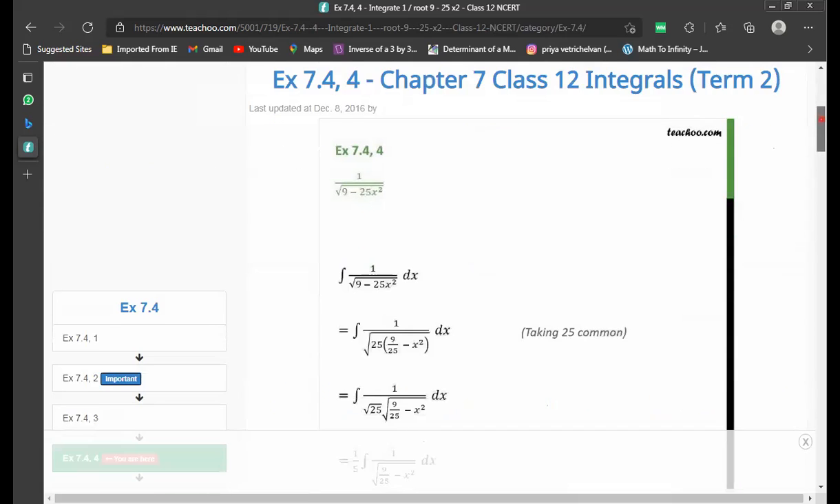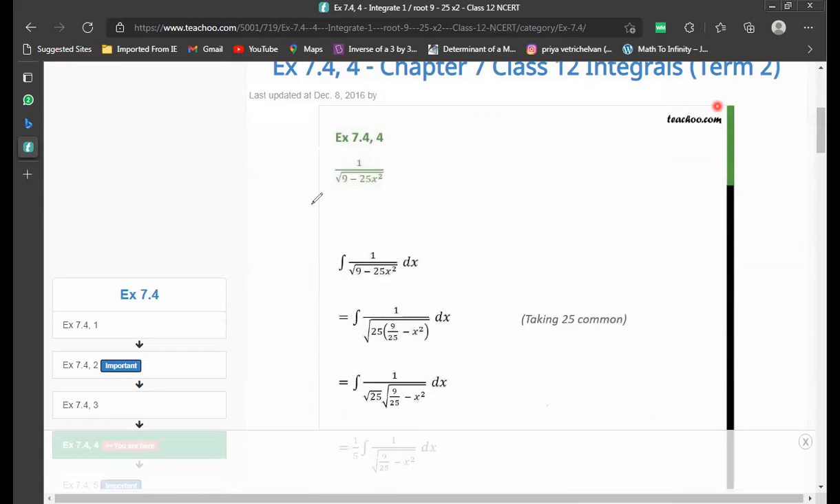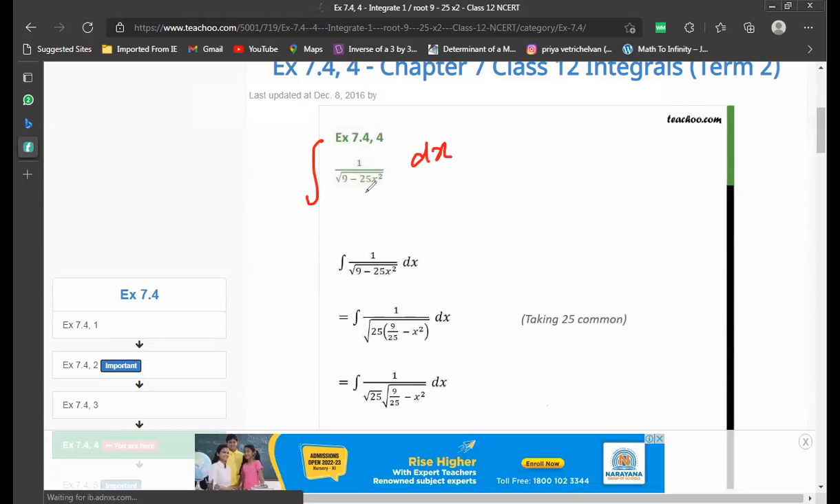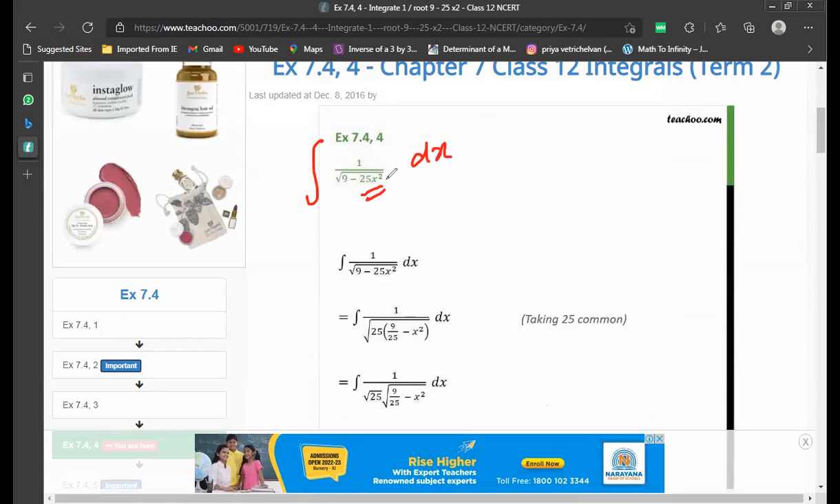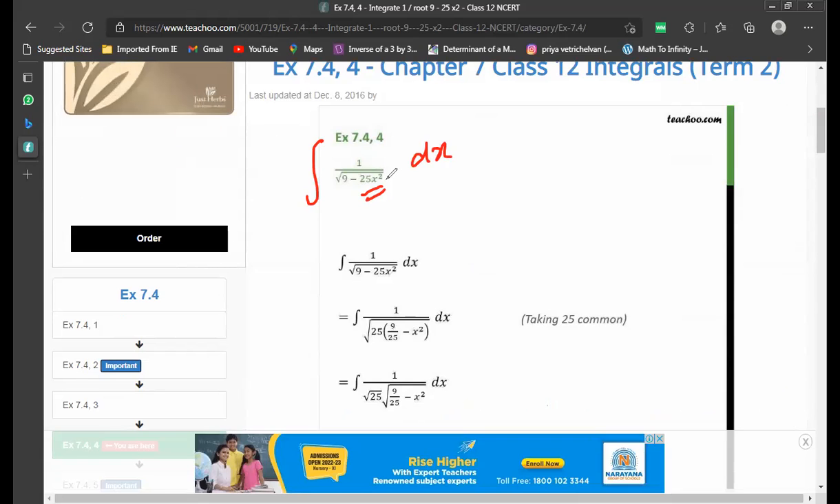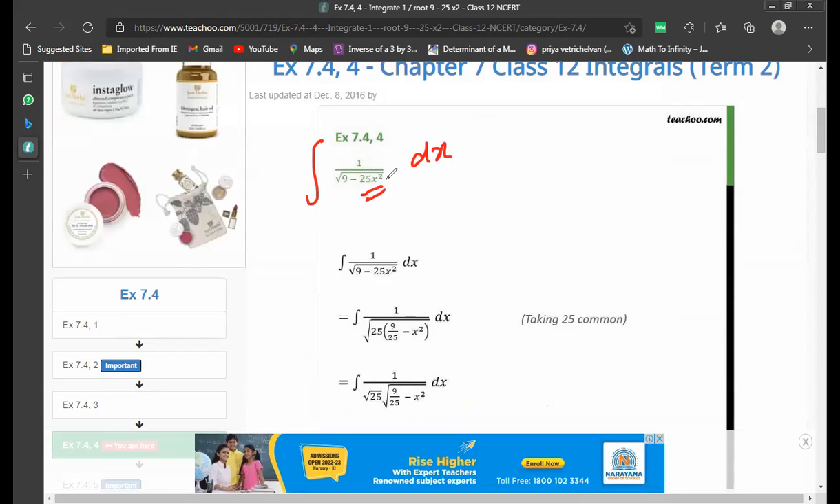This question is also pretty simple. I already told you, since we are integrating with respect to x, you just have to take the coefficient of x square outside. Here the coefficient of x square is 25. Take it out. 9 will turn into 9 upon 25, and 25 x square will turn into 25.